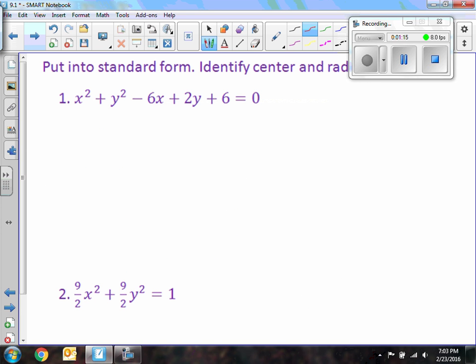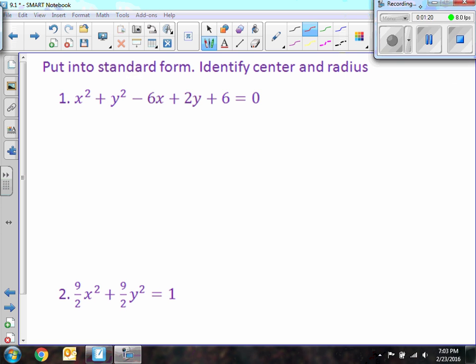So, putting into standard form. When you're putting this into standard form, the first thing you have to do is you have to identify your center. Well, actually, the first thing you have to do is you have to complete the square. And I don't know if you remember how to complete the square, so we'll review it real quick.